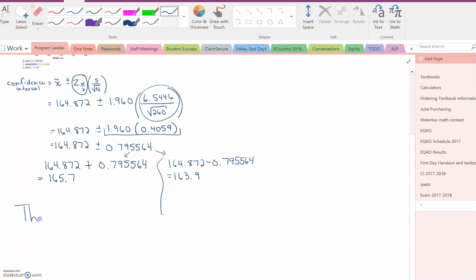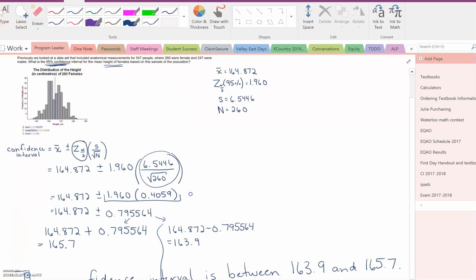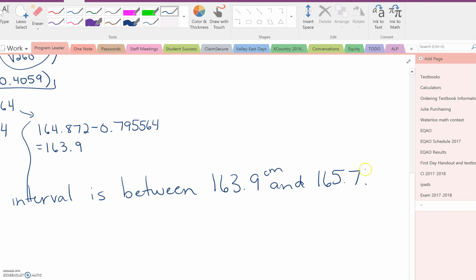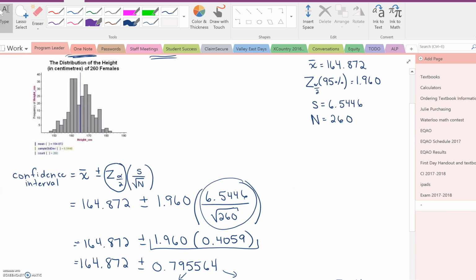Like, how would you know that? Like, what are the 2 values from this equation? Okay, so let me just write down what it means. The confidence interval is between 163.9 and 165.7. Okay? And what are the units for this? It's in? I don't know. If you look up at the graph, it tells you it's in centimeters. Oh. Okay? So if you understand that those are centimeters, that means that the height, in order for them to be confident, 95% confident, they have to be between those heights.